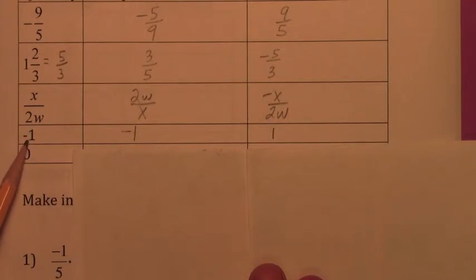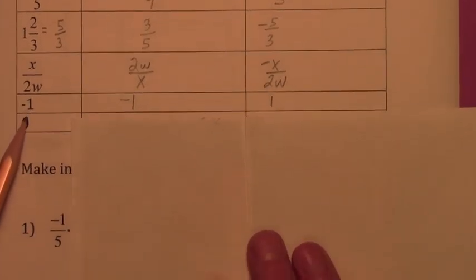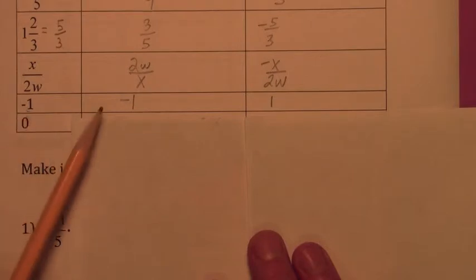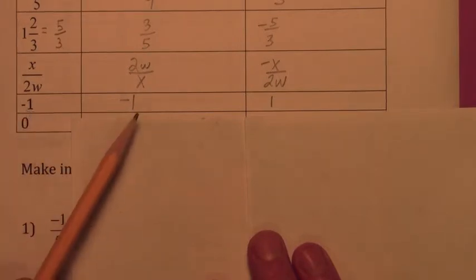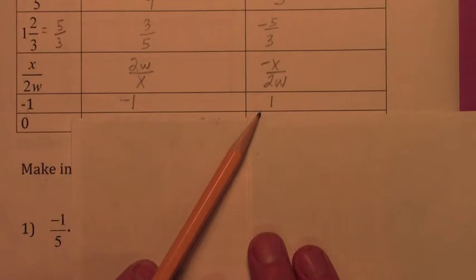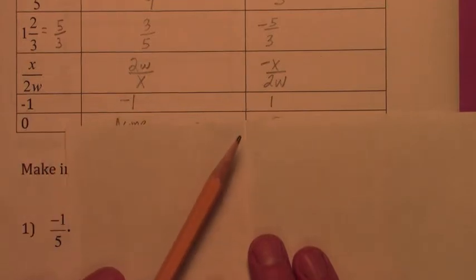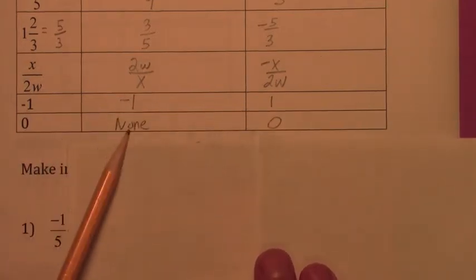That's weird. What is the multiplicative inverse of negative 1? What do you multiply negative 1 by to get 1? And the answer is negative 1, right? What's the additive inverse of negative 1? What do you add to negative 1 to get 0? The answer is 1. Now this one is the tricky one.